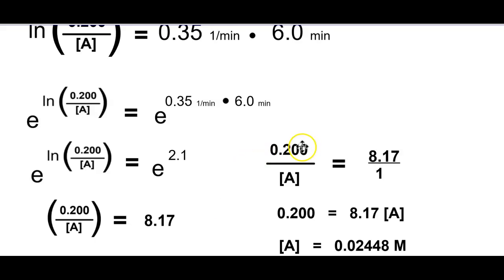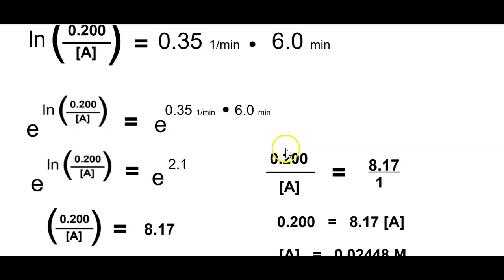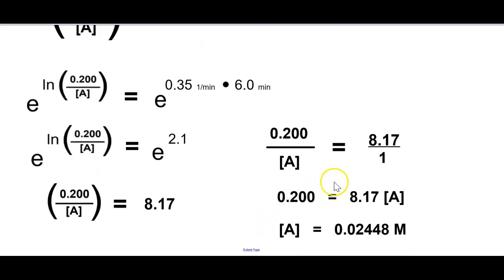So now we're going to solve for our concentration. Remember, that's what we were solving for. I put 8.17 over 1. For some reason, that seems to help my students when I say that. We're going to cross multiply so that A is isolated and easier to deal with. We're going to continue on isolating A, or getting A by itself. When we cross multiply, we get this. And now I'm going to divide both sides by 8.17, and I get a concentration of 0.02448 molar.